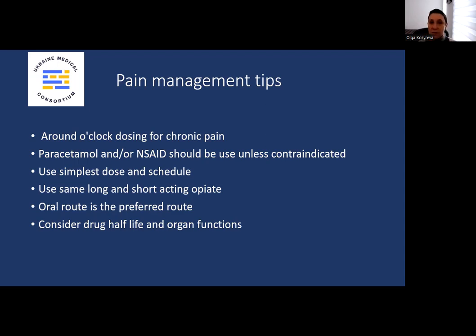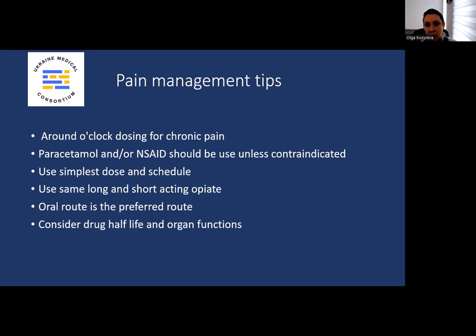So also use the simplest dose and schedule. Try to work with one medication that can be used as a long-acting opiate and short-acting opiate. If you start with short-acting morphine, you can increase and use long-acting morphine and continue short-acting as needed for breakthrough pain. So it just simplifies your pain regimen, and it's usually cheaper. The oral route is still the preferred route for chronic pain management if the patient is not in an acute pain crisis and is able to tolerate oral medication.